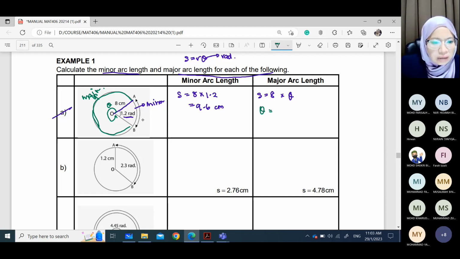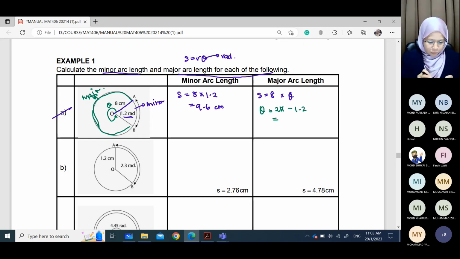So angle this one, it is equivalent with 2 pi minus, tolakkan dengan yang kecil ni. So kita akan dapat yang besar lah. So 2 pi minus 1.2 radian. Okay, so angle dia adalah 2 pi tolakkan dengan 1.2. Okay, so dia punya angle adalah 5.08 radian.